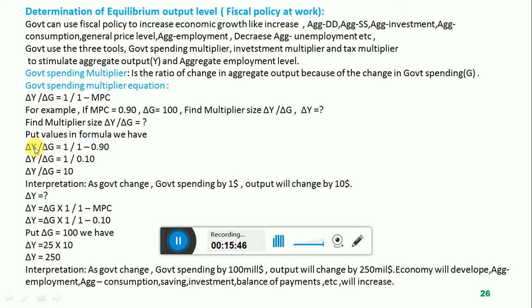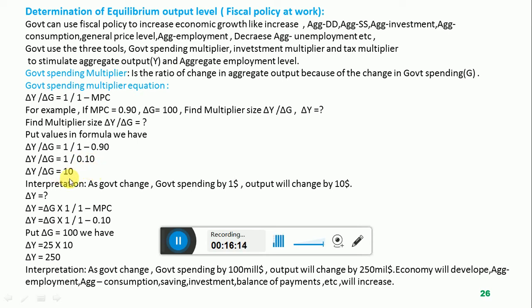0.90, that is, delta y over delta g is equal to 1 over 1 minus 0.90. Delta y over delta g is equal to 1 over 0.10. When we subtract 0.90 from 1, we find 0.10, and then delta y over delta g is equal to 10. We divide 1 by 0.10, the result is $10.